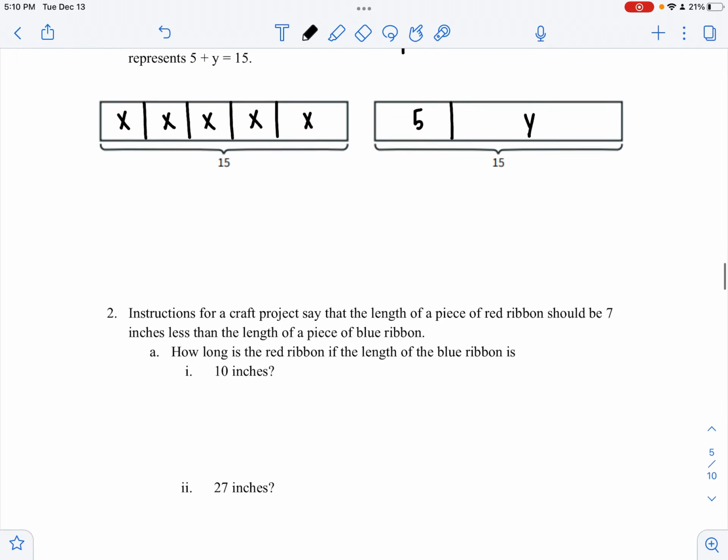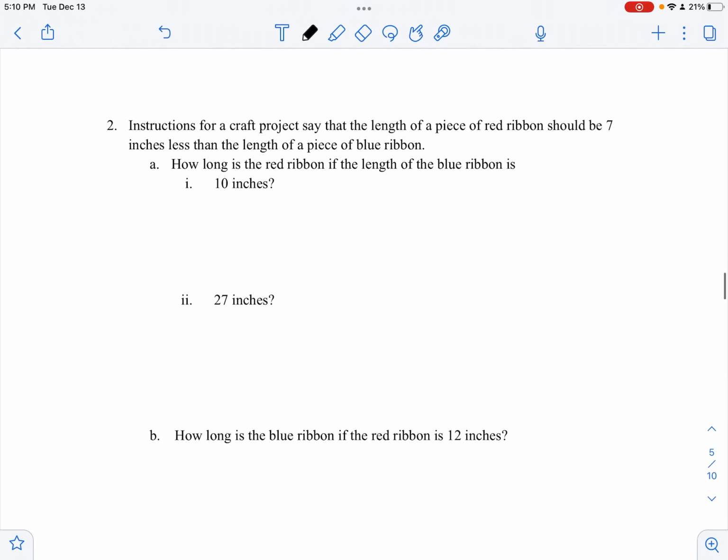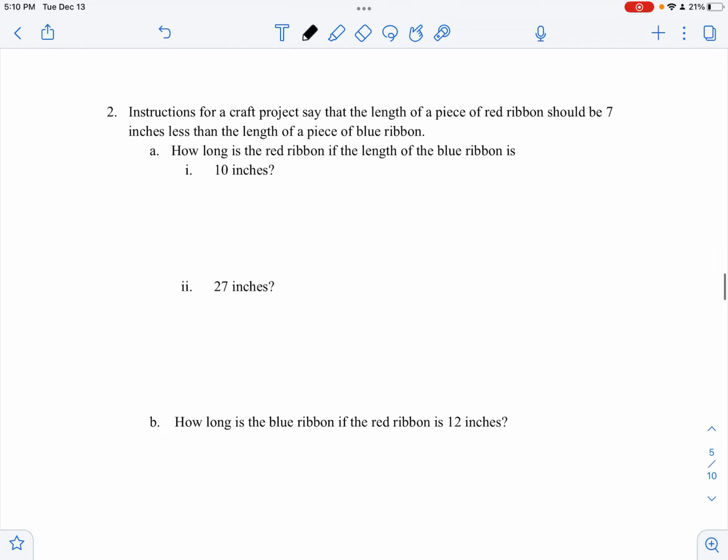In question 2, you're simply determining the length of a ribbon given the length of another ribbon and their relationship. The directions say that the length of a piece of red ribbon should be 7 inches less than the length of a piece of blue ribbon. Make sure that when you calculate their length, you end up with the appropriate length for red and blue, meaning that the red should always be 7 inches less than the blue.